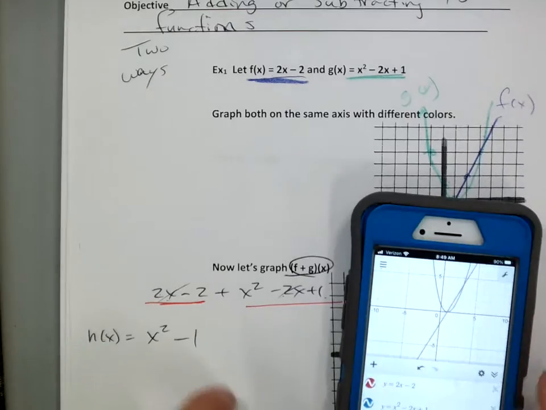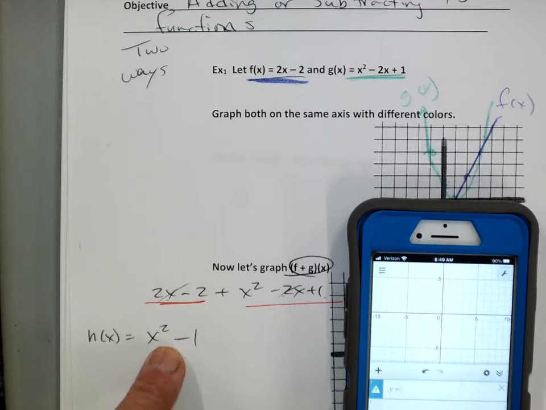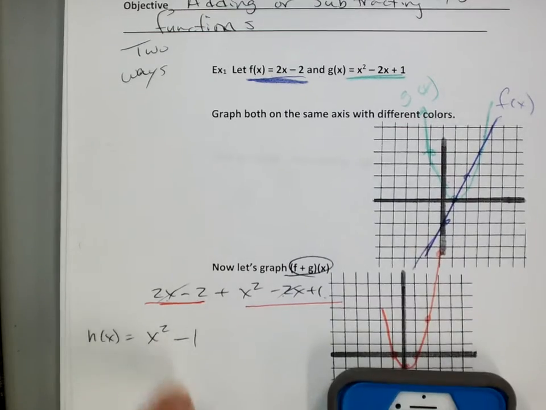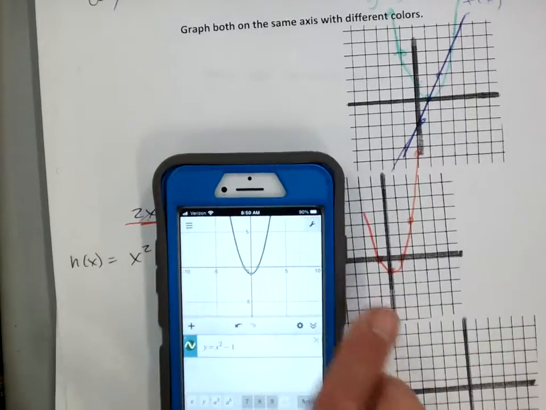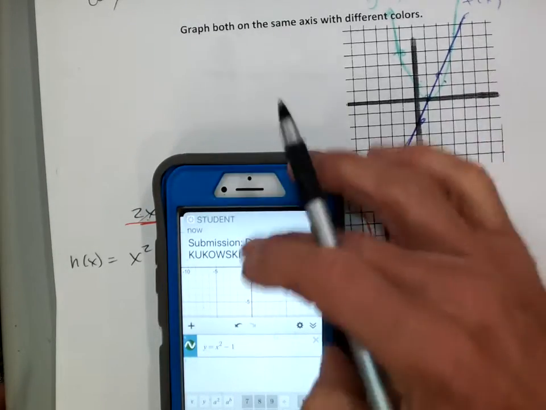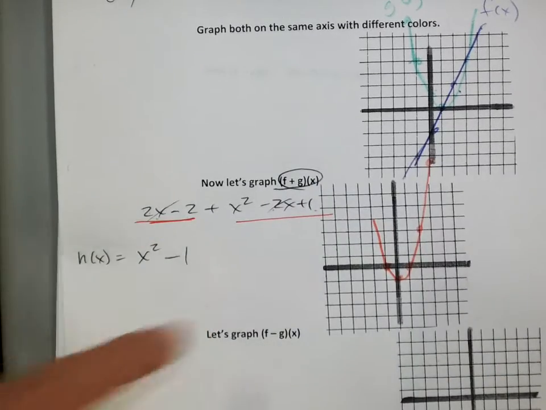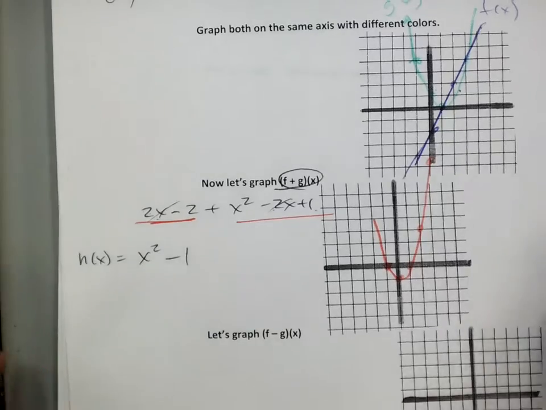Let's see what that looks like. Clear that, and let's go ahead and put in a new equation: y equals x squared minus 1. And there it is, and that's kind of what I was getting to anyway. So when I add the two functions together, it's like adding their heights, which means I can just add the equations, and that makes it easier. Now let's do the same thing on f minus g.